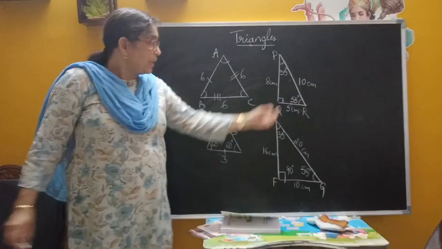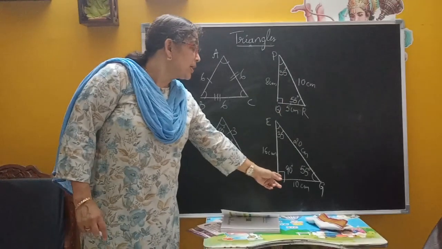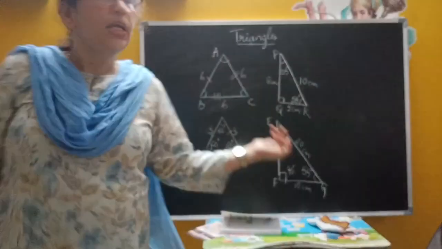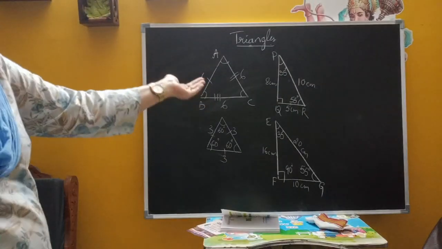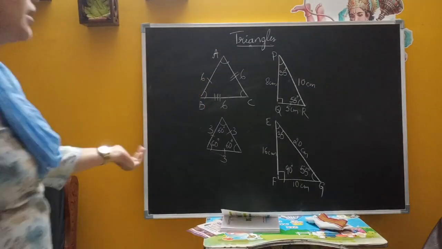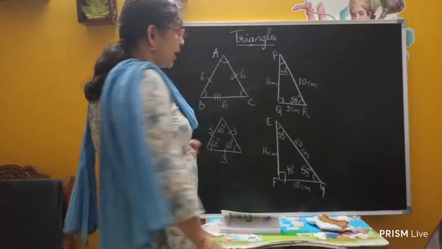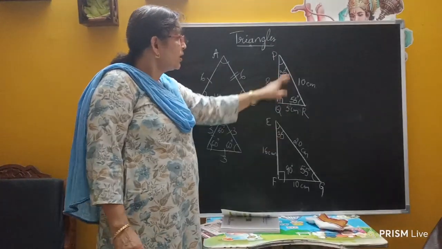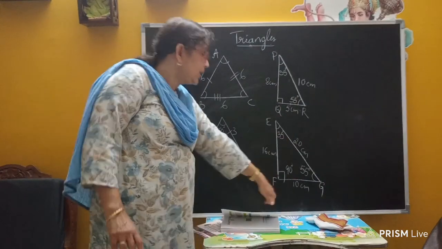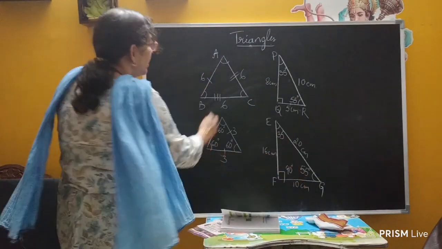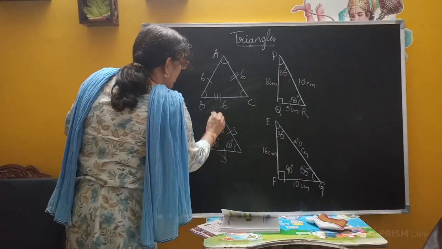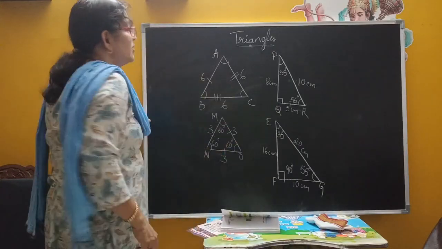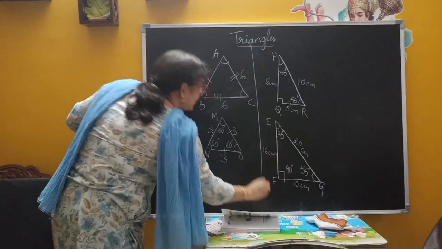Now, I tell you both the triangles are similar triangles. Can you find any special property in that? How can you say these two are similar triangles? Can you find any difference or any relationship between this triangle PQR and EFG? Here also, let me take this as MNO, and this is ABC. We have a set of triangles.